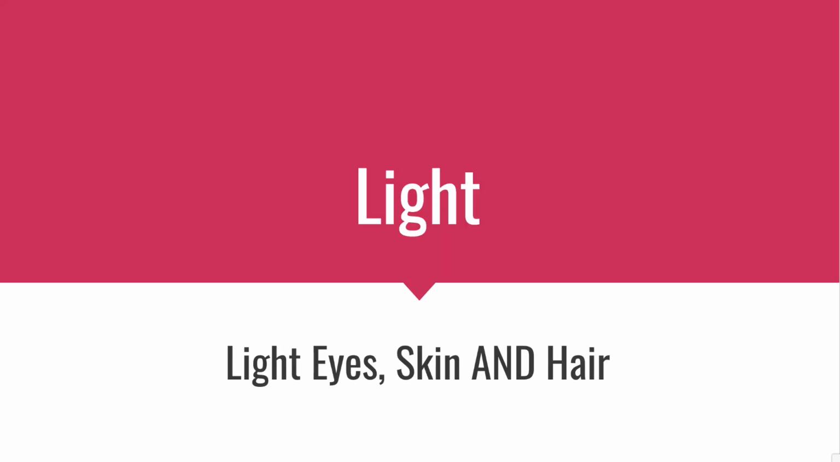Let's start with light. If you are light, it means that you have light eyes, skin, and hair. The whole combination of the 3 features needs to be light. If you have brown eyes, you are not light. If you have darker hair, you are not light. And if you have brown skin, you are not light.